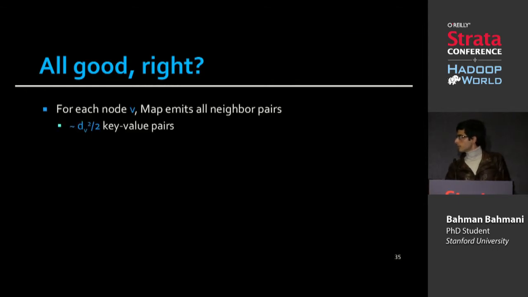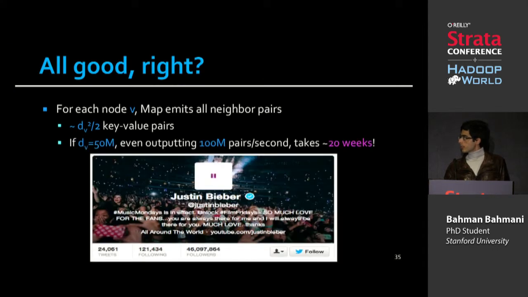But let's see. For each node V, the map step is outputting any pair of neighbors of the node, right? So that's on the order of degree squared of the node. So it's dv squared over 2, if dv is the degree of the node V. So that's the number of key value pairs. That's not necessarily bad, but if a node has a degree like 50 million, then the number of those key value pairs that are going to get emitted is so crazy that even if we output 100 million pairs a second, which is never going to happen, it will still take 20 weeks to just emit all of these key value pairs.